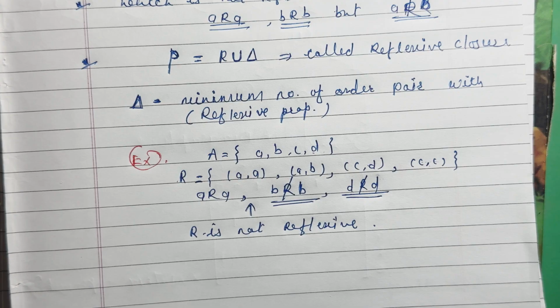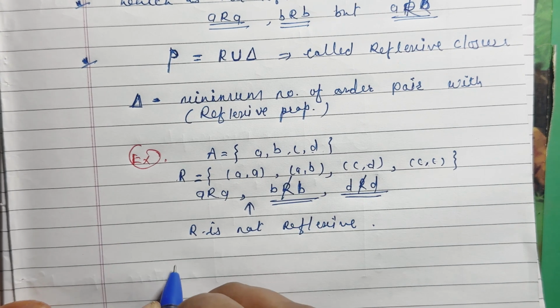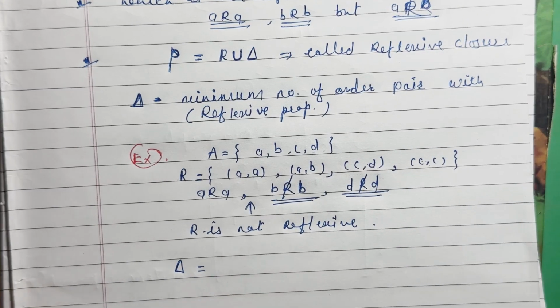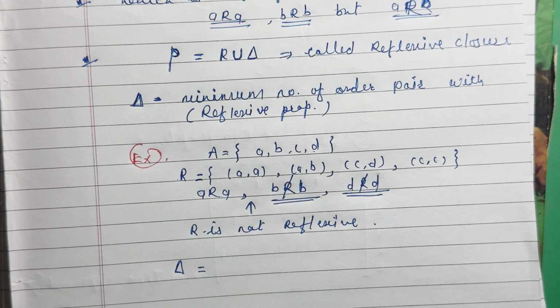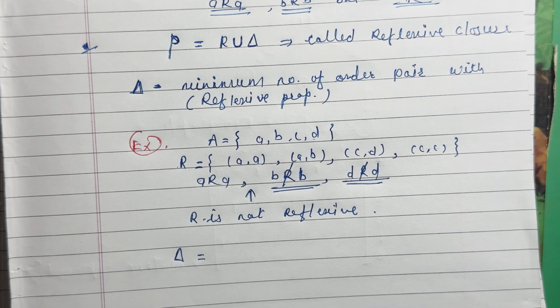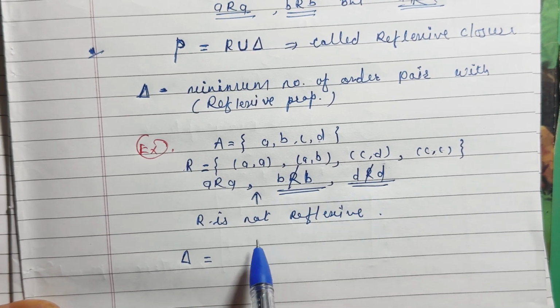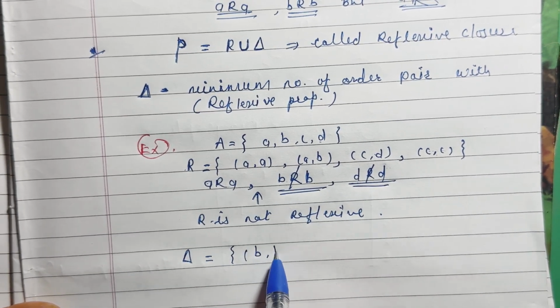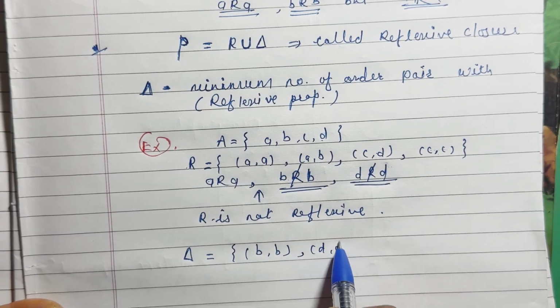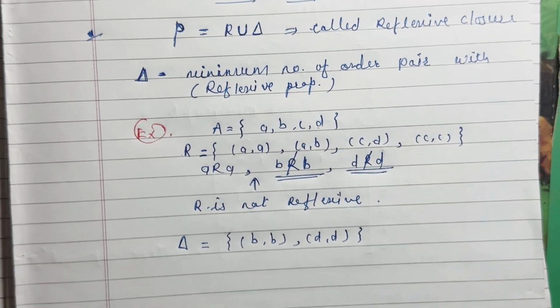So if R is not a reflexive relation, we can define a new delta. We define delta in such a way that a minimum number of ordered pairs are considered, so that R can become reflexive. What is missing are (B, B) and (D, D), so I'm adding the ordered pairs (B, B) and (D, D) as delta.